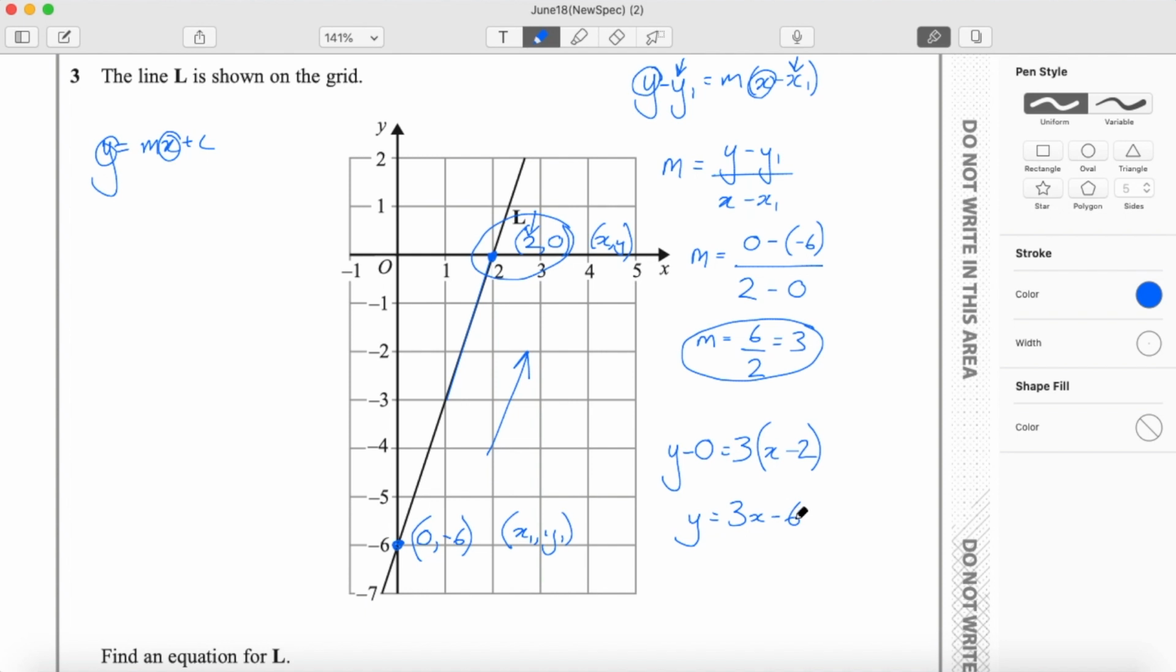Let's just double check. Remember, c is the y-intercept. So where is the y-intercept? There's y. The intercept, minus 6. So plus c, well, c in this case is actually minus 6. Minus 6, that looks correct. Our gradient we said was 3, we checked that earlier. So y equals 3x minus 6. So find an equation for L. So I'm saying L is y equals 3x minus 6.